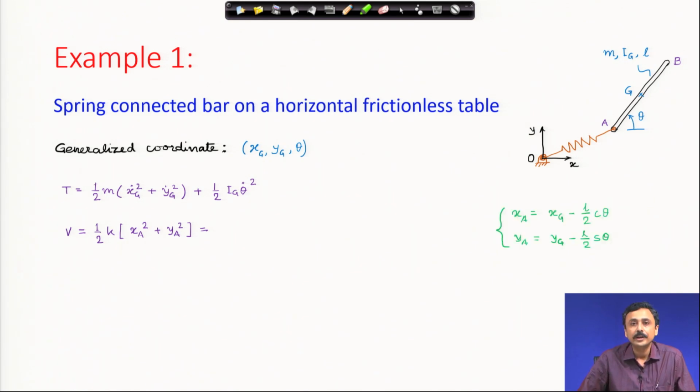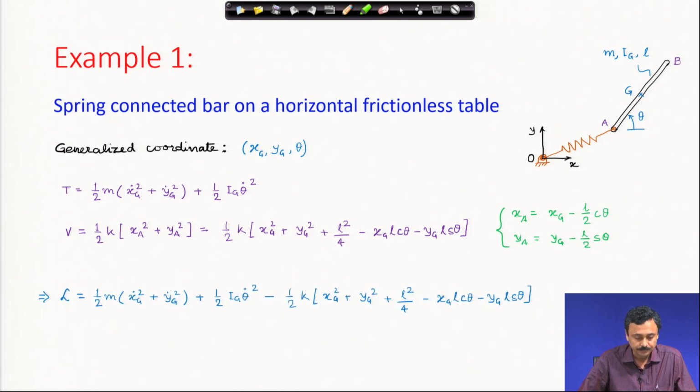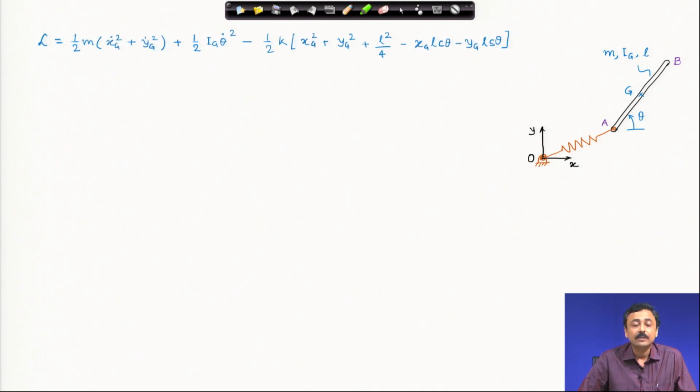We can write the coordinates of point A in terms of the coordinates of center of mass, which are our generalized coordinates, and theta, which is also a generalized coordinate, the orientational coordinate. If I substitute these expressions of x a, y a in the expression of the spring potential energy, then I obtain this expression of the potential energy function in terms of our generalized coordinates. The Lagrangian given by kinetic energy minus the potential energy is given here. So, this is our Lagrangian.